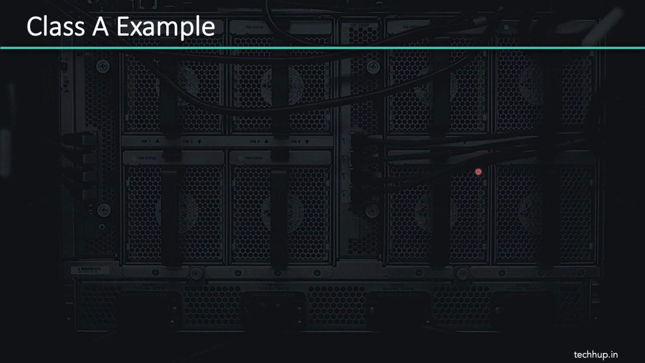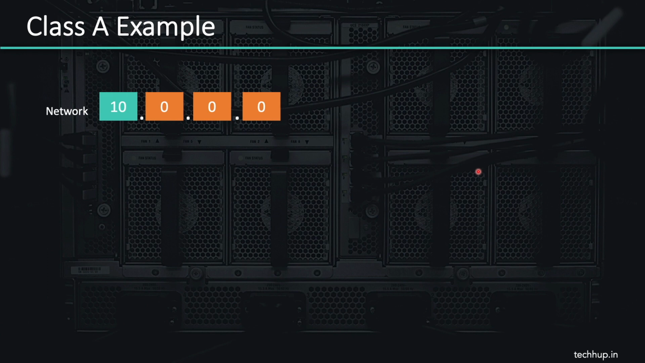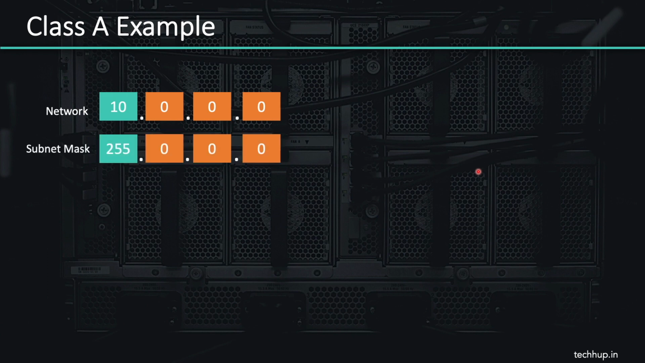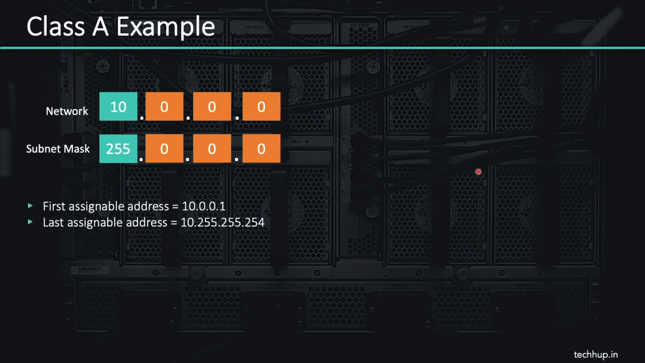So a class A looks like this. Here you have an 8-bit subnet mask, and that means that the first assignable address is going to be a 1, and you can't ever assign a 0 as an address for a computer on the network. And the last assignable address is going to be 254, because you can't use 255, which is a broadcasting address.